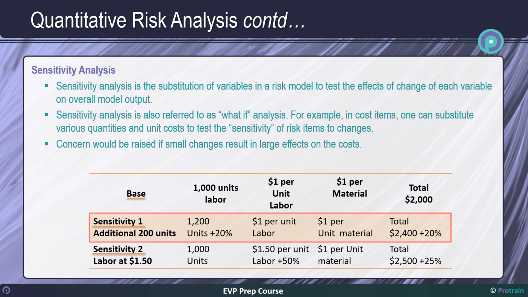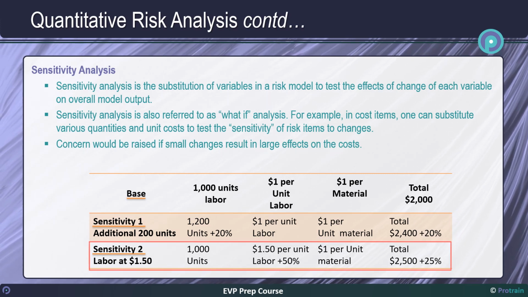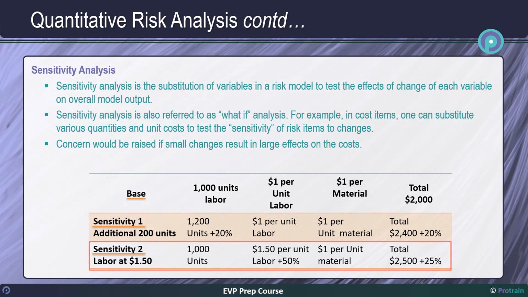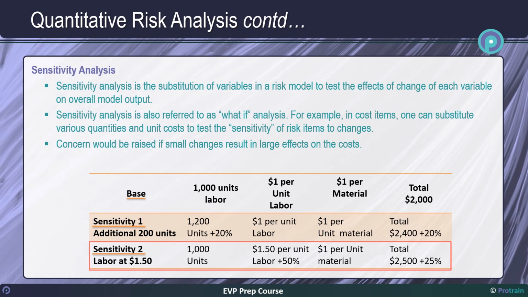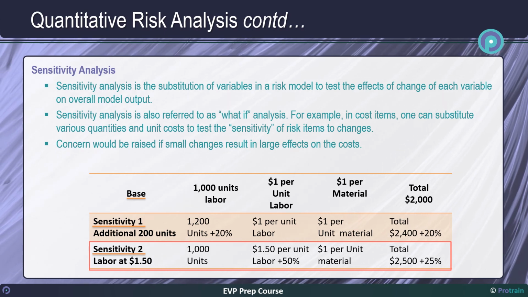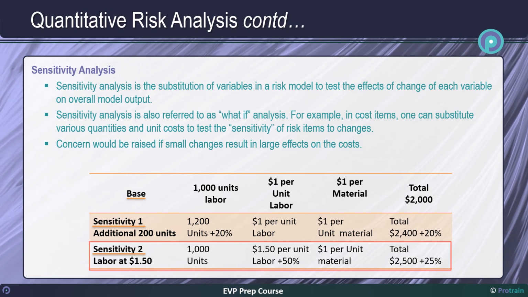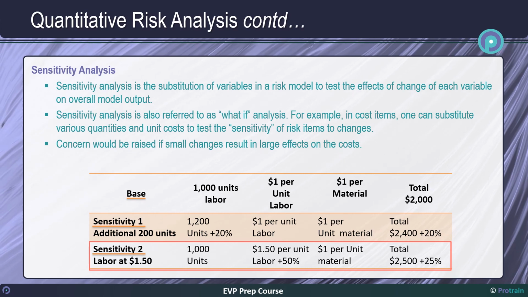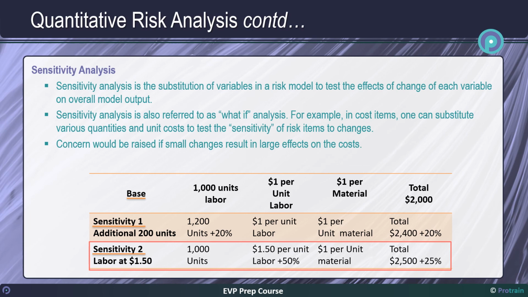Let us go to next scenario of sensitivity 2. In this scenario the cost of labor is increased to $1.50 per unit from the base rate of $1 per unit. With this the total cost would be $2,500. This is 25% uplift over the original base cost of $2,000. This percentage uplift shows how much total cost is sensitive to the increase in the labor cost.